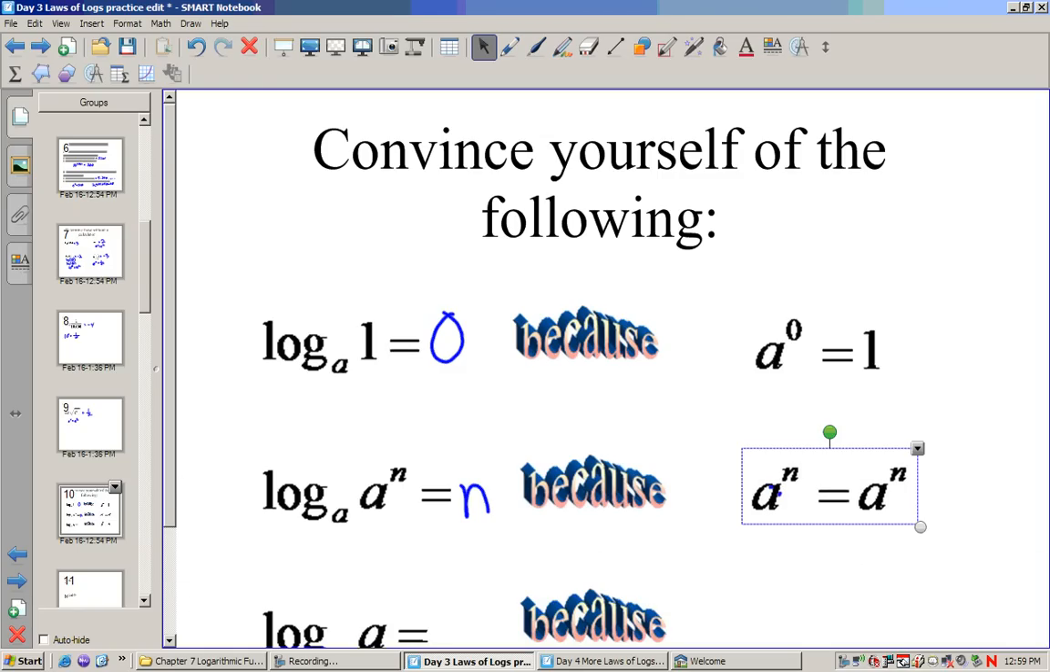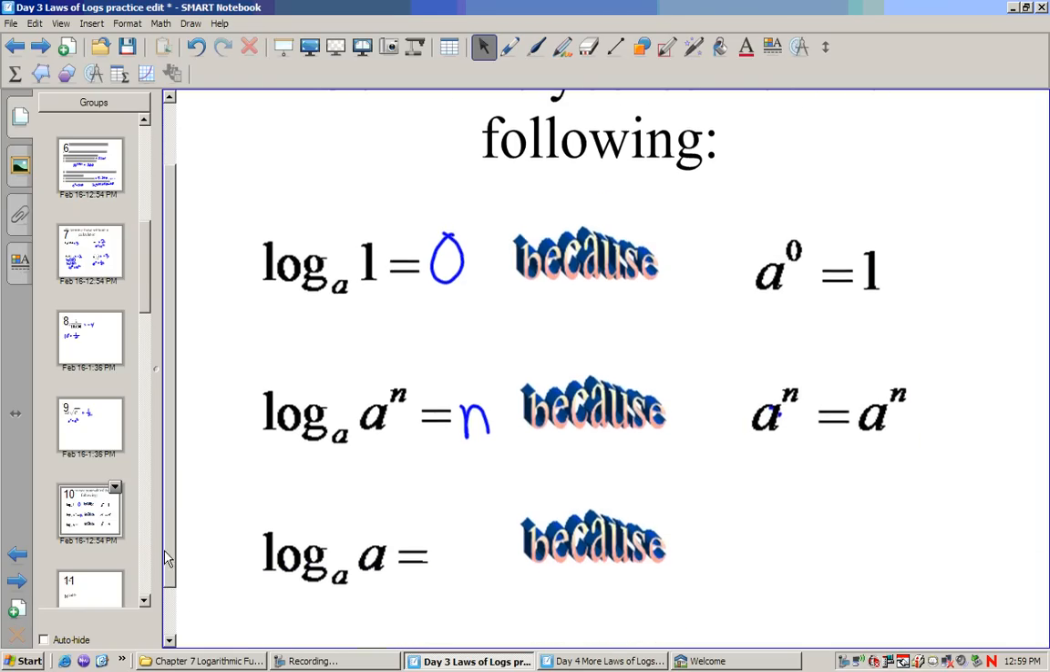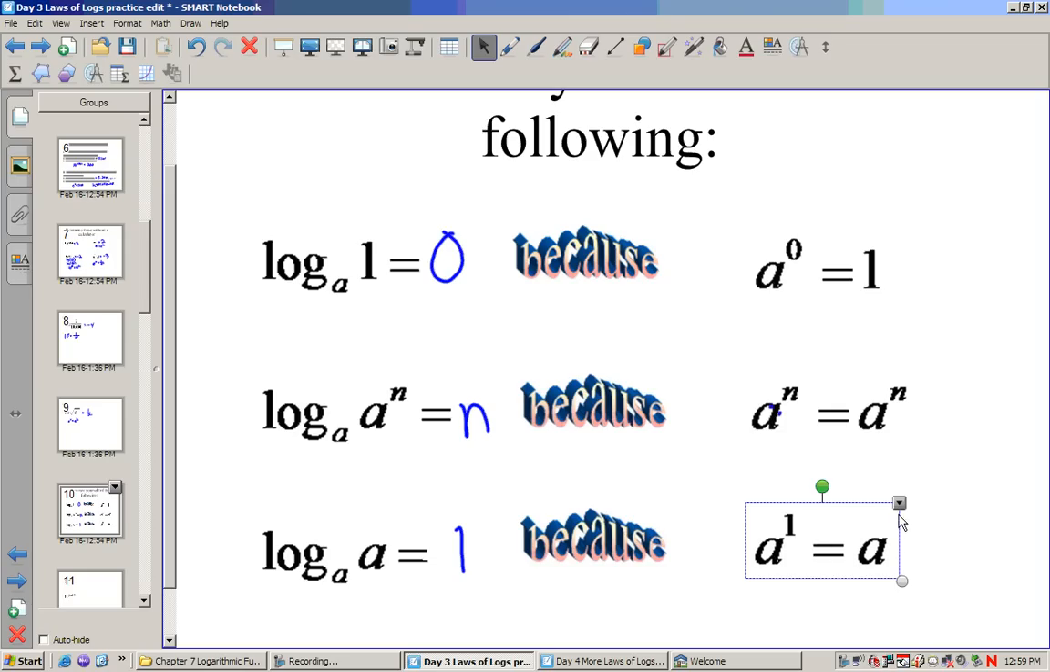Finally, where are we at? Log base a of a: a to which power is a? That has to be 1 because a to the first is equal to a.